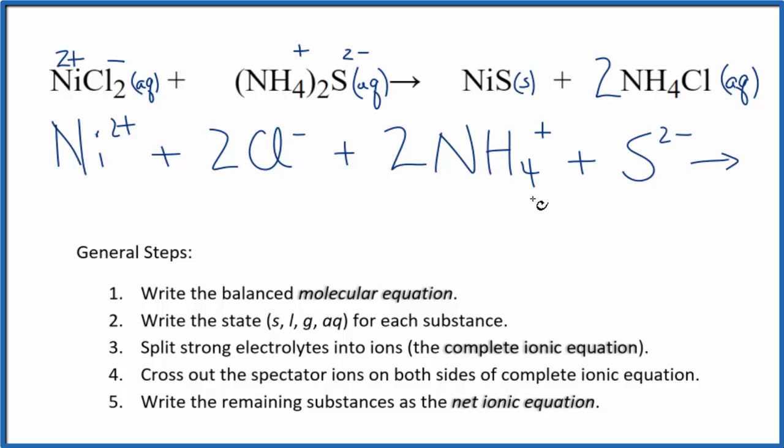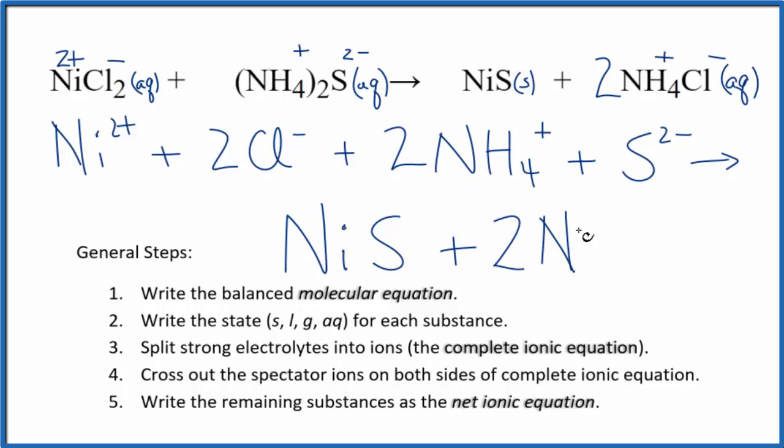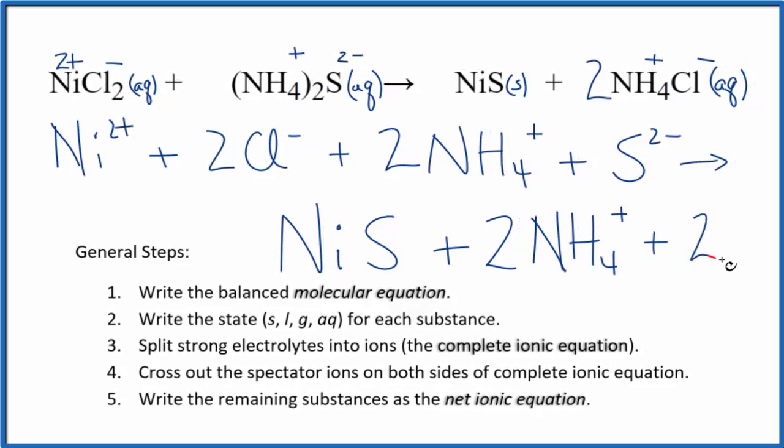Those are the reactants in our complete ionic equation. When we do net ionic equations, we don't split solids apart. So in the products, we have nickel sulfide stays together, plus two ammonium ions, just like in the reactants, plus two chloride ions, also like the reactants. So now that we have our complete ionic equation, we can cross out the spectator ions that are on both sides of the complete ionic equation.